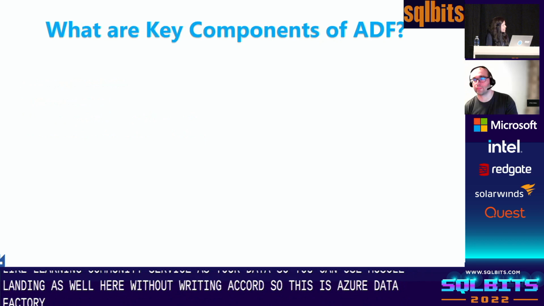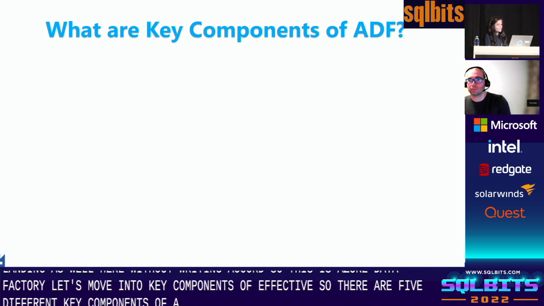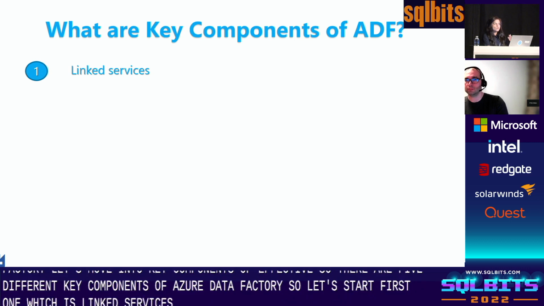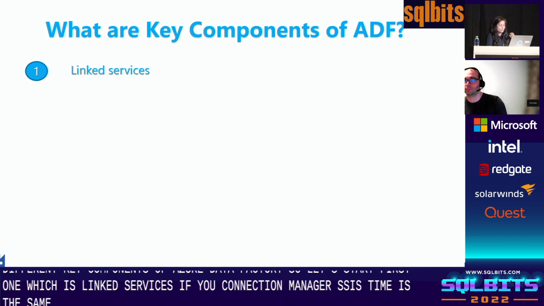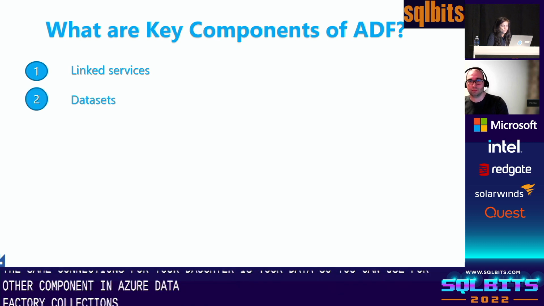Now let's move into the key components of Azure Data Factory. So there are 5 different key components of Azure Data Factory. Let's start with the first one, which is linked services. If you compare this with the connection manager in SSIS, then it's the same. It holds the connections for your data source, and it authorizes your data source, so you can use it for other components in Azure Data Factory. So this is a linked service, which is nothing but a holder of the connection string for your data source.